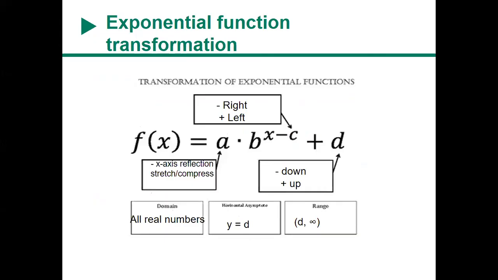Next, transformations of exponentials. So just remembering your left, right, your up, your down, it does the same thing. So if your a is negative, it's an x-axis reflection. Depending on your a, you have a stretch or a compression. If a is greater than 1, that's a stretch. If the absolute value of a is less than 1 but greater than 0, that's a compression.